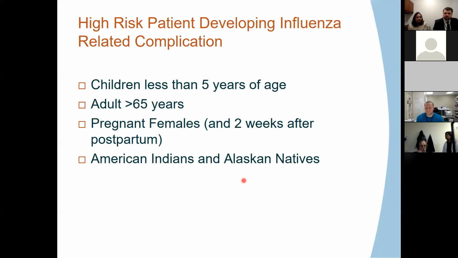So this is why this patient group is really important. We just talked about there have been more than 30 pediatric deaths nationwide due to influenza. And who are the high-risk patients that develop complications? It's kids less than 5 years of age. The really concerning in this age group is 2 years or less, but 5 years or less is also. So I would say anybody less than 5 years of age is really high risk. Adults greater than 65 years of age, pregnant females, and also 2 weeks after postpartum, the females are really at high risk as well. And also American Indians and Alaskan Natives are at high risk as well.